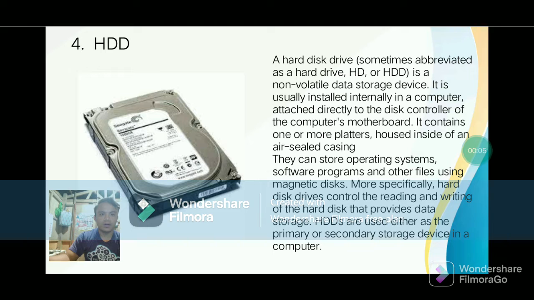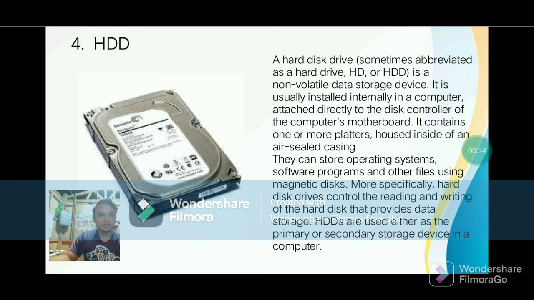Fourth one, HDD, a hard disk drive, sometimes abbreviated as the hard drive. HD or HDD is a non-volatile data storage device. It is usually installed internally in a computer, attached directly to the disk controller of the computer motherboard. It contains one or more platters housed inside of an air-sealed casing.